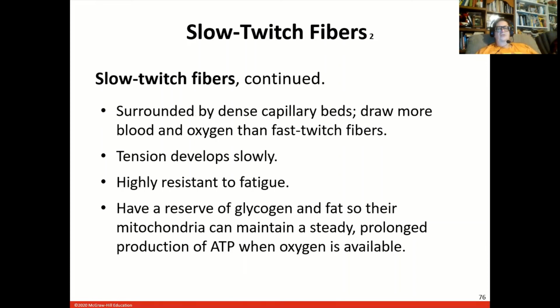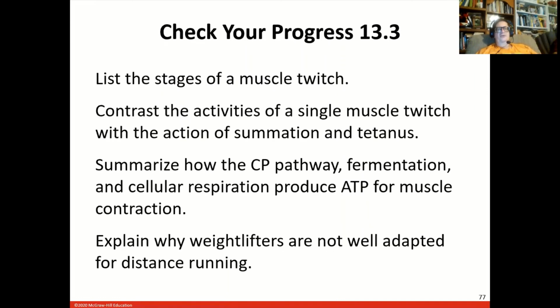They will contract a little more slowly, but they're much more resistant to tiring out, to fatigue. And they do have glycogen and fat stored inside. So the mitochondria have a supply of fuel to work with. And if they're getting oxygen, they can make lots of ATP that way, burning the fuel they have stored inside.